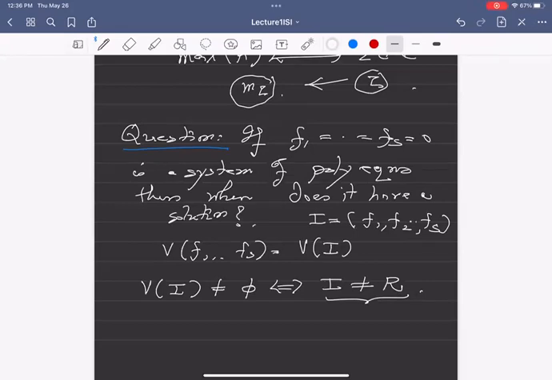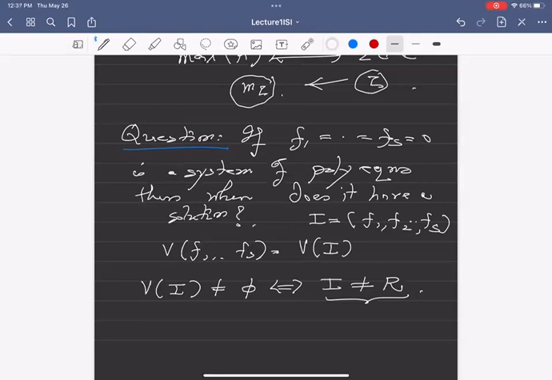The variety of I is the same as the variety of F1 up to Fs. So if there was a common solution of F1 up to Fs, it is also a common solution of the constant polynomials in I. If I equals R, it has lots of constant polynomials, and constant polynomials have no common solutions. So if I equals R, then it is an inconsistent system.